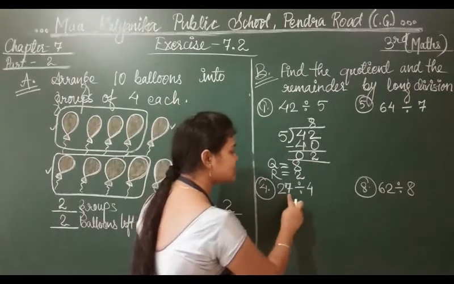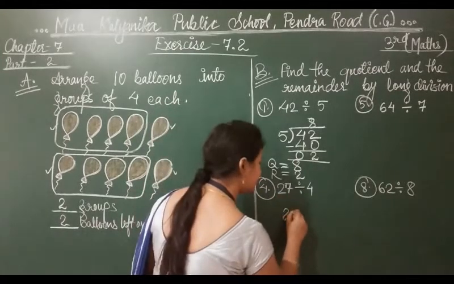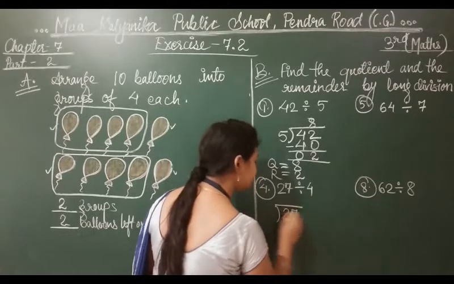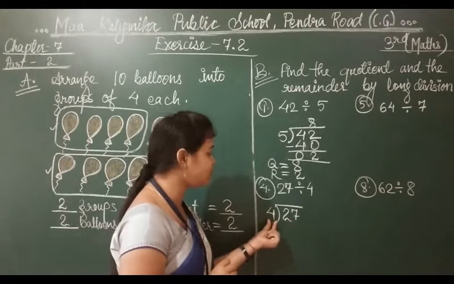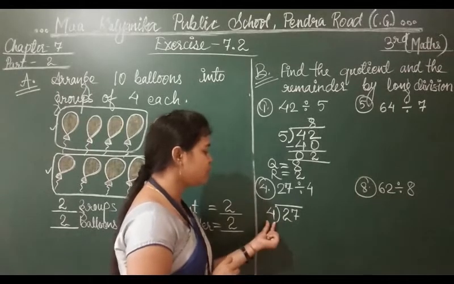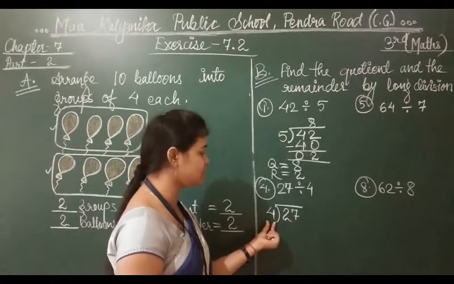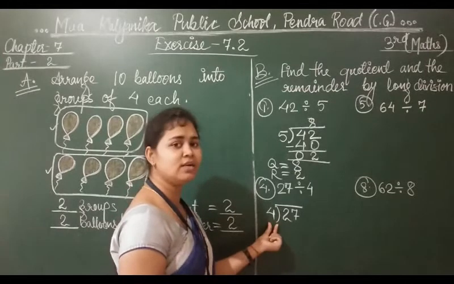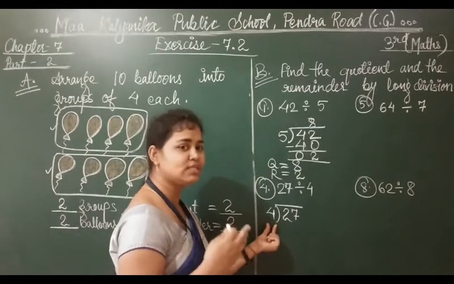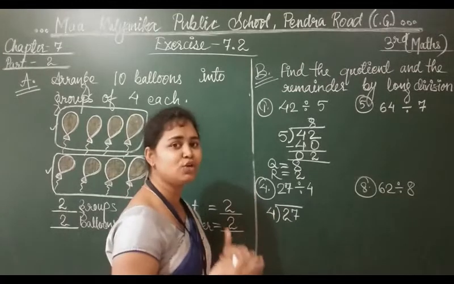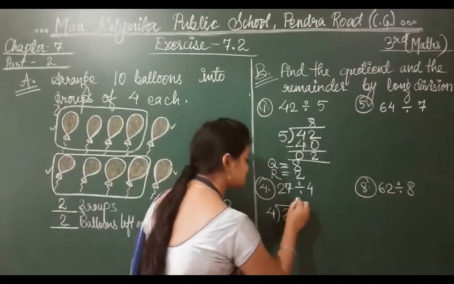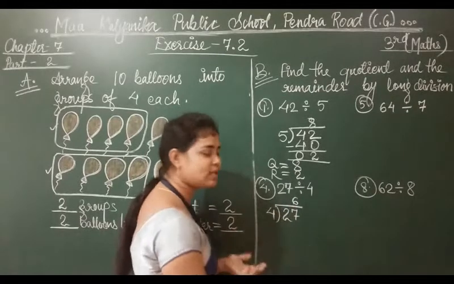Same. 27 divided by 4. I will write 27 divided by 4. Again we will take 2, but 2 is smaller than 4. We will take both the digits. 4 1s are 4, 4 2s are 8. Like this we will read the table. 4 5s are 20, 4 6s are 24, 4 7s are 28. So we will take 6s because 7s is greater than 27.